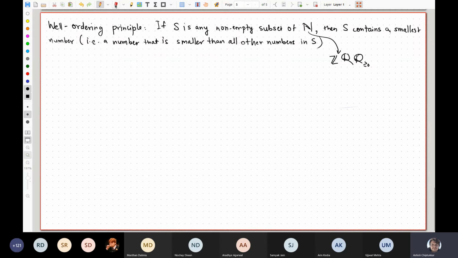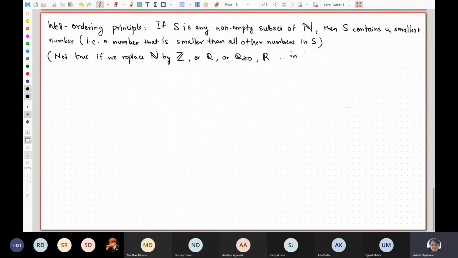Okay, so let us see this tool in action. The comment that I wanted to make is not valid, not true, if we replace n by z or q, or q greater than or equal to 0, or even r, or whatever you like, in the above statement.